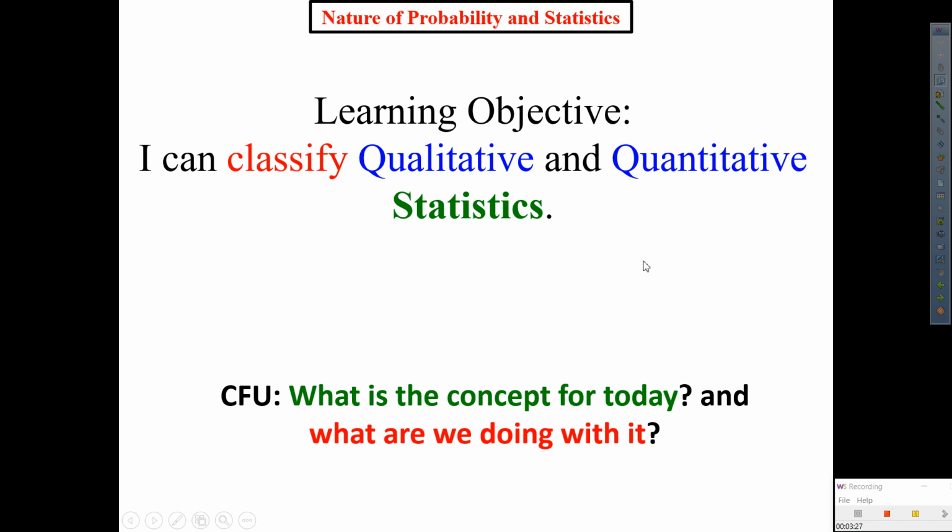All right, get a Cornell note ready, please. I can classify qualitative and quantitative statistics. We don't need a fair model today. Okay. Copy that really quick.